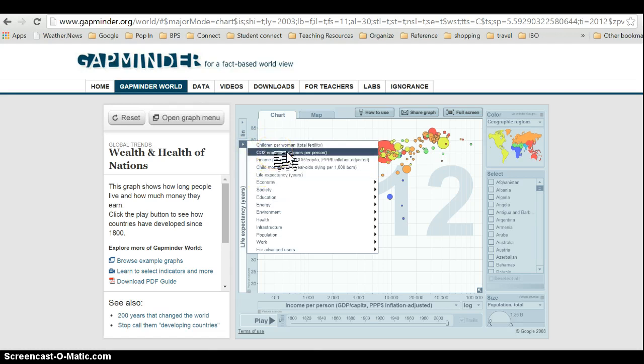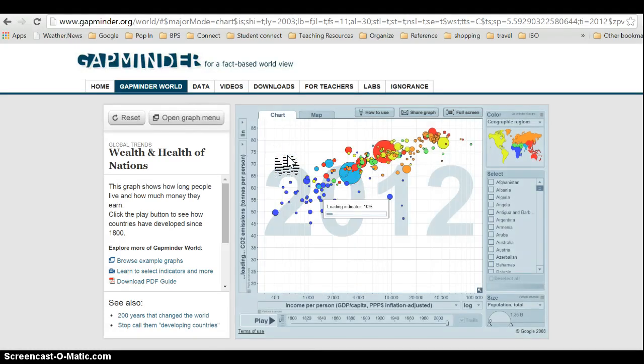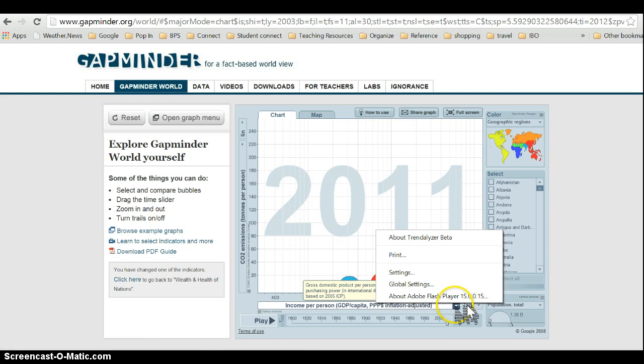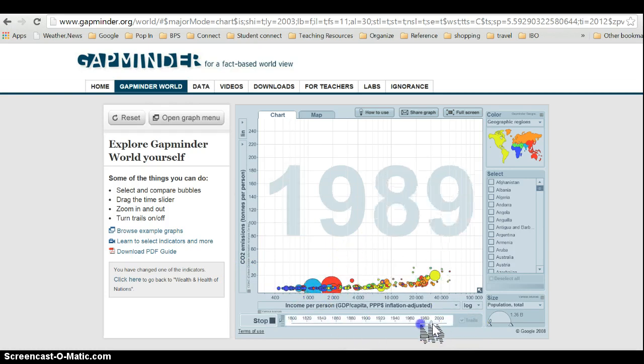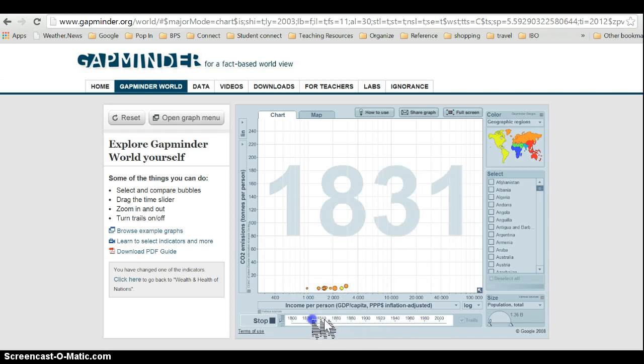So since the United Nations are meeting this week to discuss climate change, let's look at carbon dioxide emissions, tons per person. Okay, so that data is going to load on there. And let's have a look. Sure, income per person. So how much does our income affect the amount of carbon dioxide that we emit? So this is it in 2011, and we can go along here and we can actually change what year we're looking at.